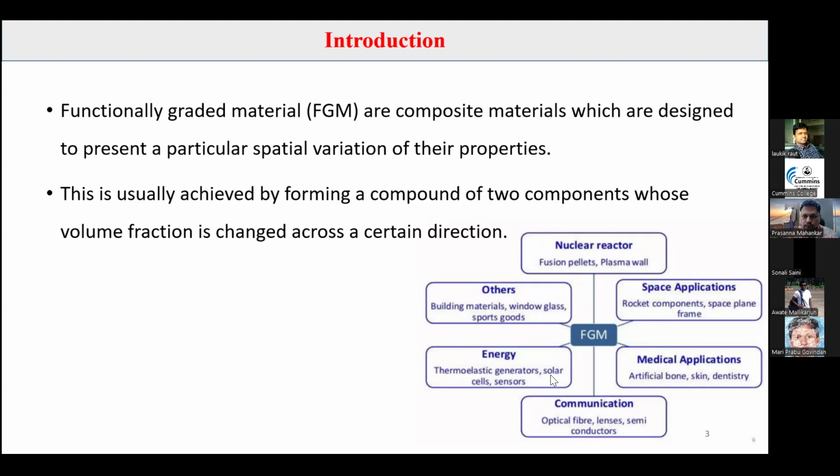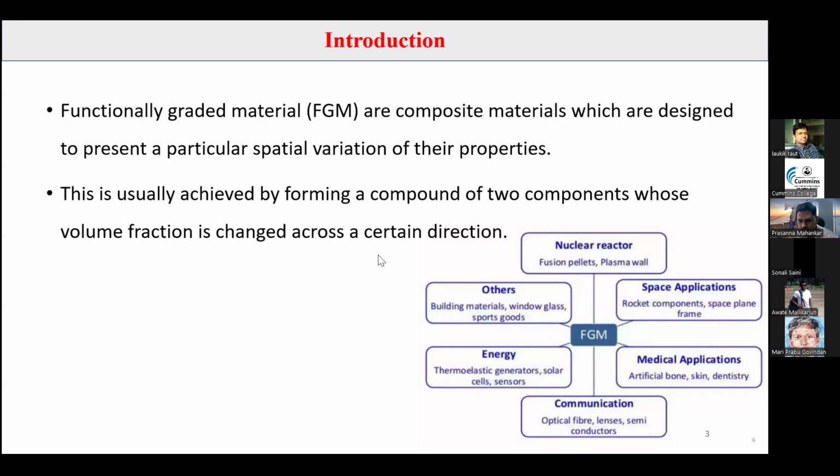These are the different applications of functionally graded material. It can be used in nuclear reactors, space applications, medical applications, communication, energy, and other applications like building material, window glass, and wood goods. So these are the applications of FGM.